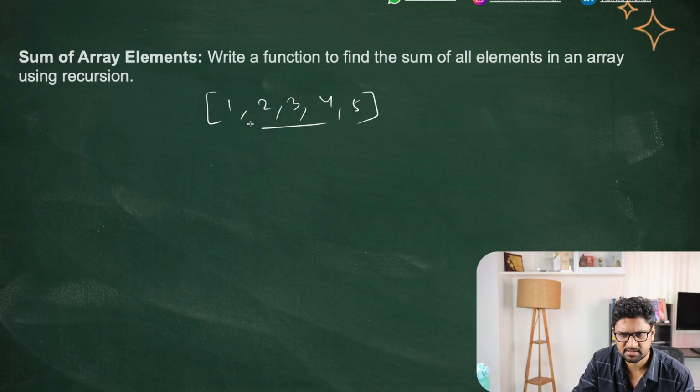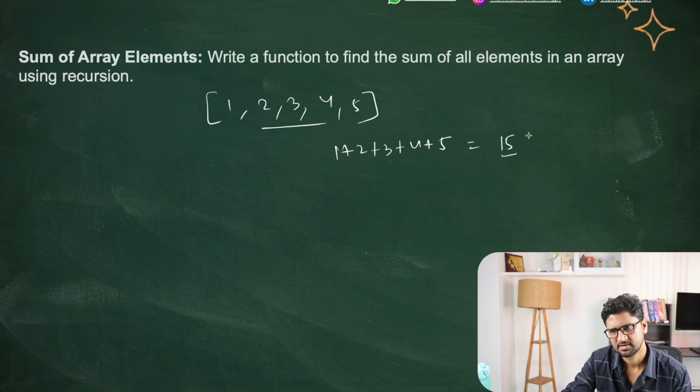And I have to find the sum of all these elements, 1 plus 2 plus 3 plus 4 plus 5, and the value should be equal to how much? 5 plus 4, 9, 12, 14, 15. The answer is 15, right? So I have to solve this problem.